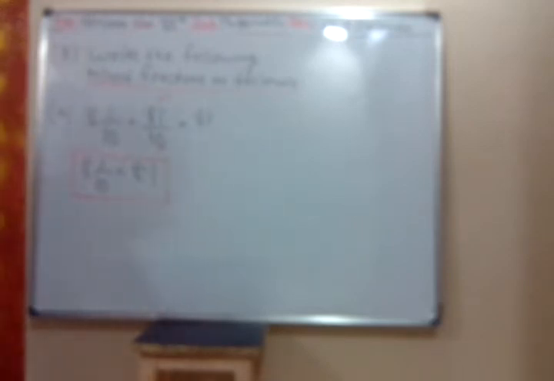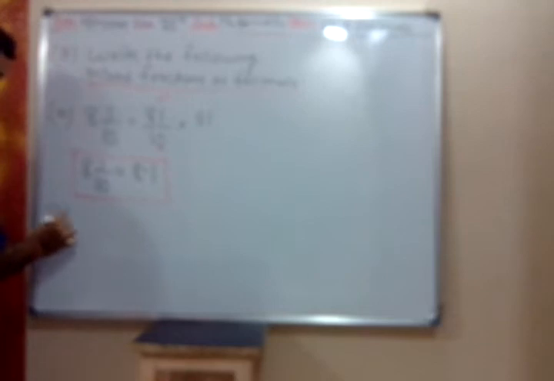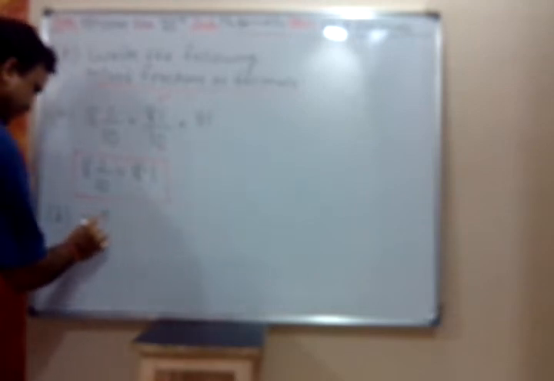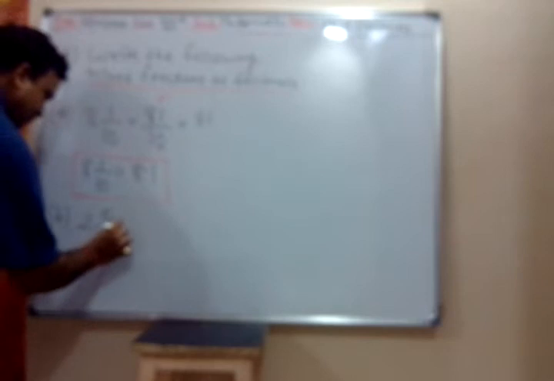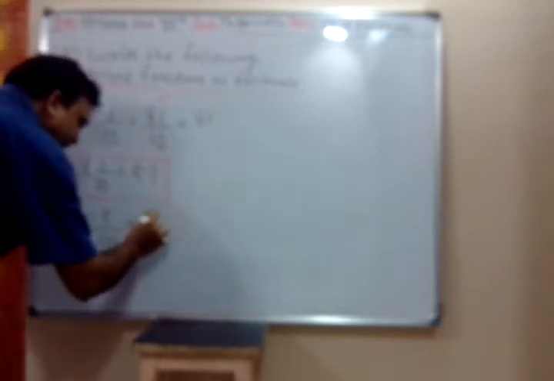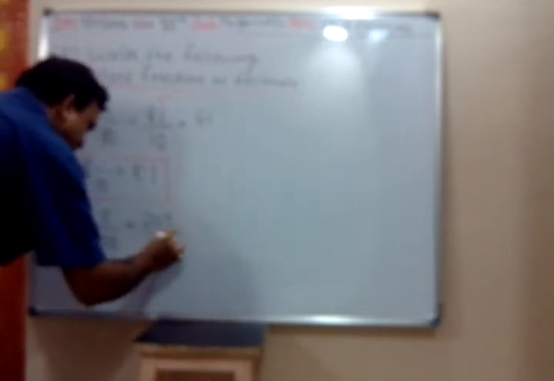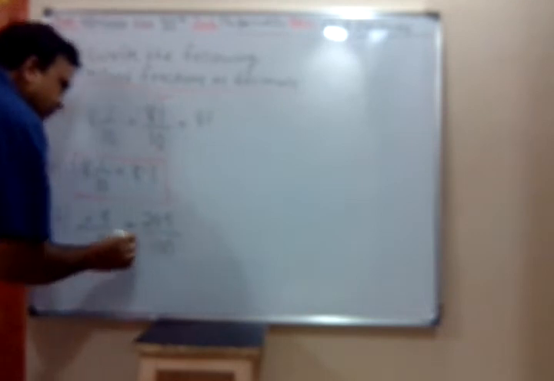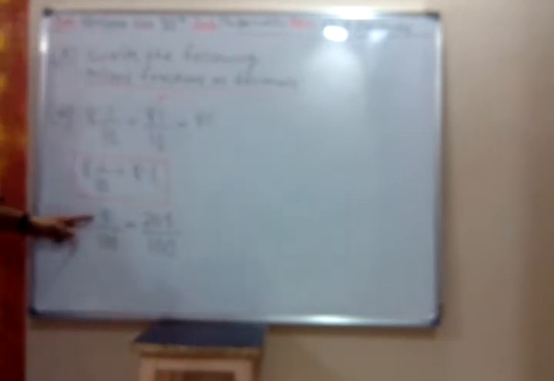Yes, now next, B: 2 and 5 upon 100. Simplify. So 100 into 2, 200, plus 5, 205 upon 100.